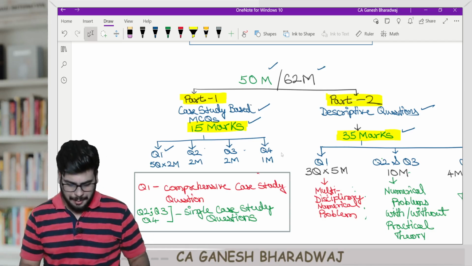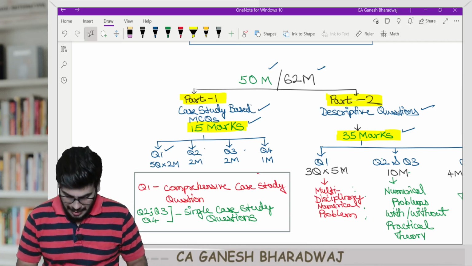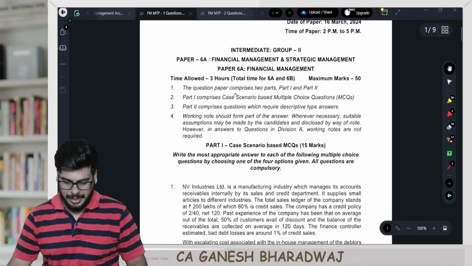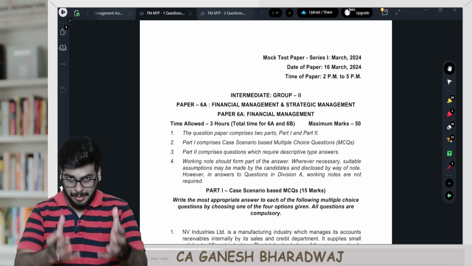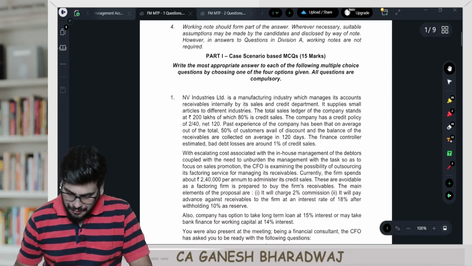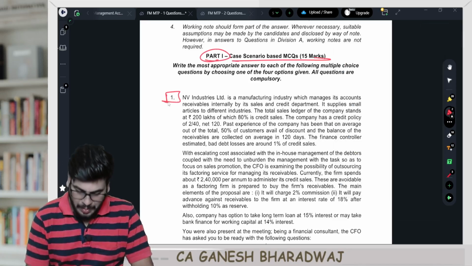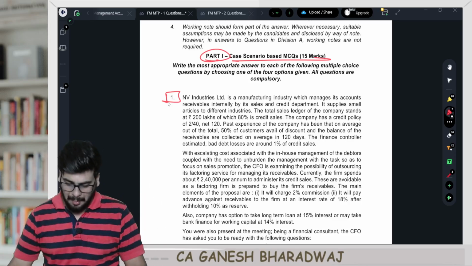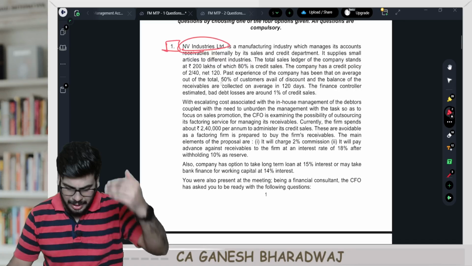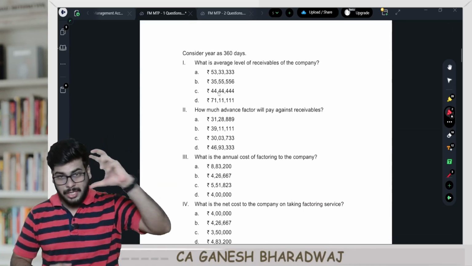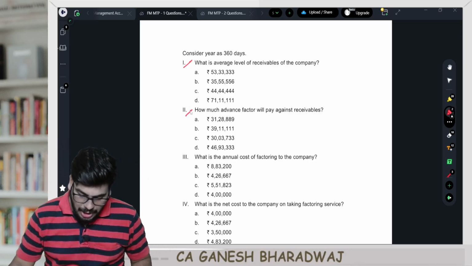Now, sir, what is this breakup? Question number 1 is called a comprehensive case study question. Let me just show you how it looks, right? I've taken this from the latest institute mock test paper pertaining to the May 2024 exams. If you notice, you've got this part 1, case study based MCQs. In that there is question number 1, wherein they give you a particular case study of a particular company. In this case, it was NV Industries Limited. They have given a lot of data, and based on this case study they are asking us 5 questions.